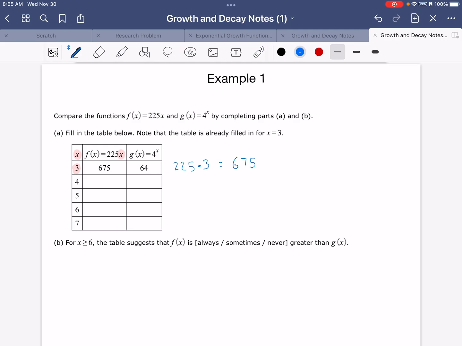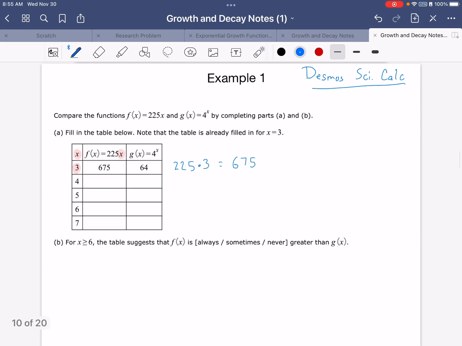My suggestion is to use some form of calculator, either a handheld calculator or a website calculator. The one I like to use on the web is called the Desmos Scientific Calculator. It does very well in performing these functions. Then for the 64, that is 4 raised to the x power. We know x is 3, so you would go 4 raised to the 3rd power, or 4 times 4 times 4, and that equals 64.